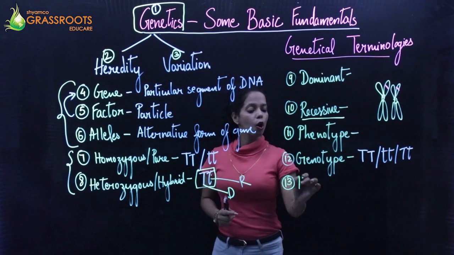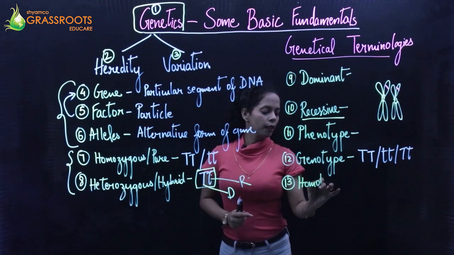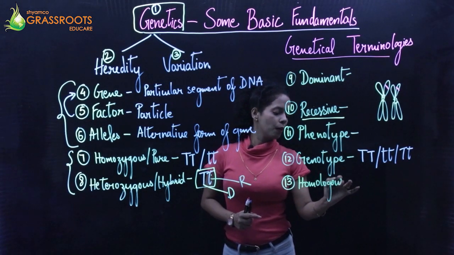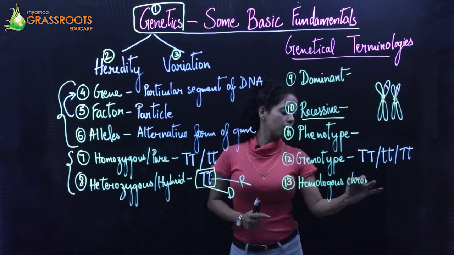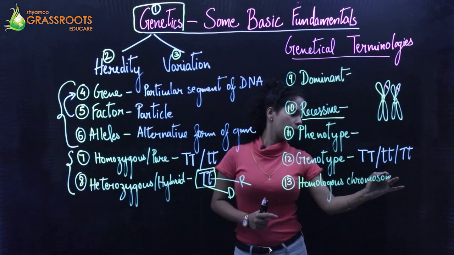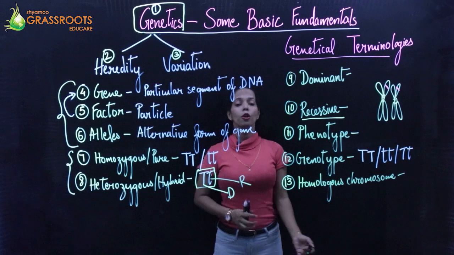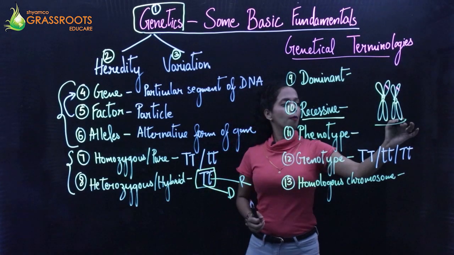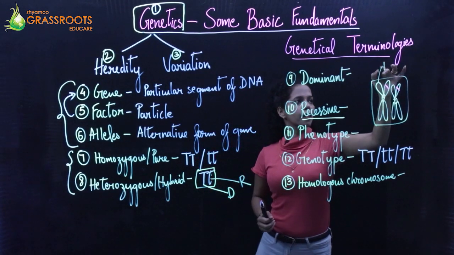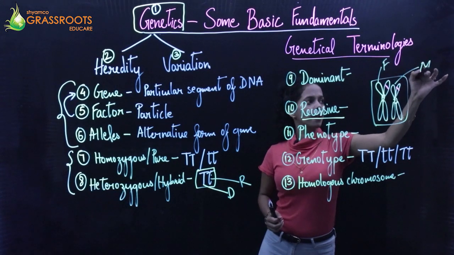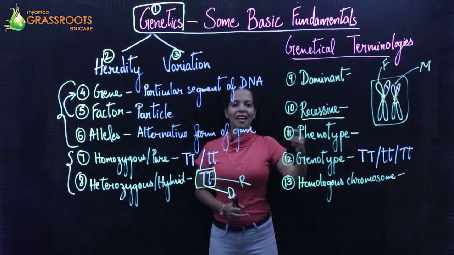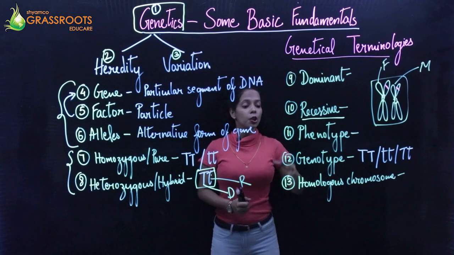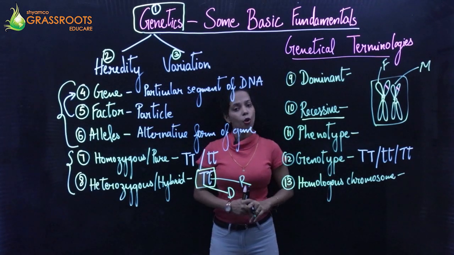Then we have homologous chromosome. Now, what is homologous chromosome? This was done in the previous chapter also, but as it is mentioned over here, I am doing it once again. A pair of chromosomes, one from the father's side and one from the mother's side, known as paternal side and maternal side respectively, is known as homologous chromosome.